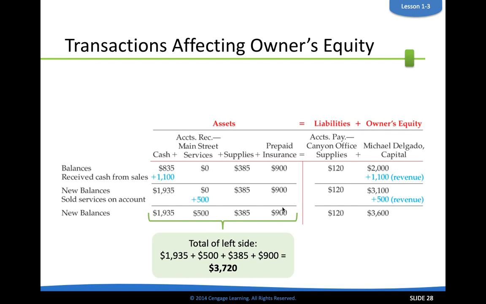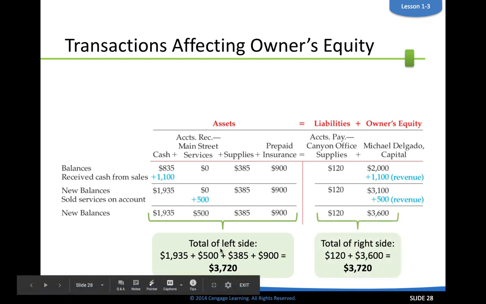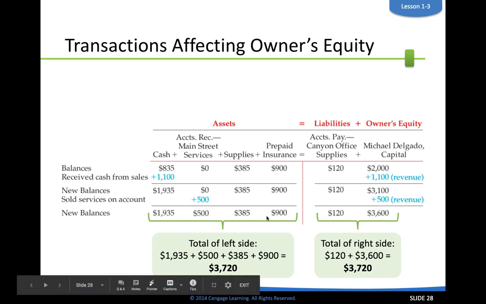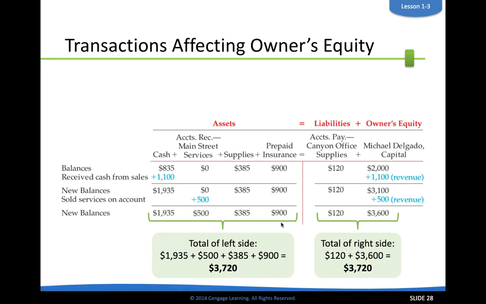Next transaction. Just note real quick here, again, on the left side, we have 3,720 on all these different things. If we tally all of these bottom line balances and we tally these balances, they are equal. Again, keep everything equal. Everything has to be in balance.